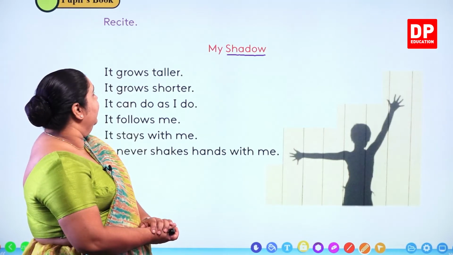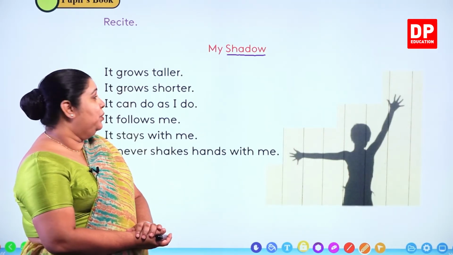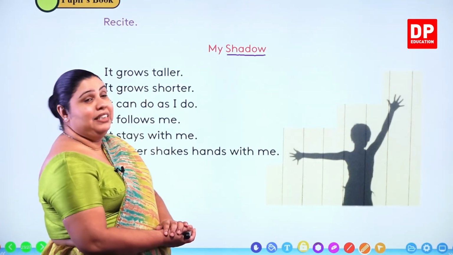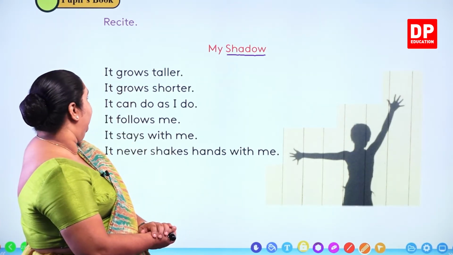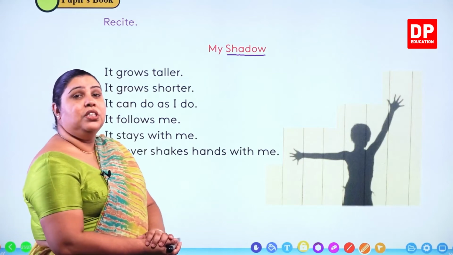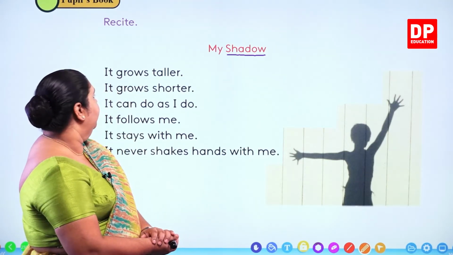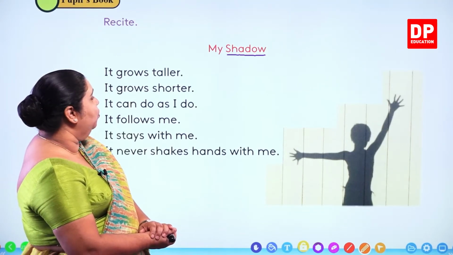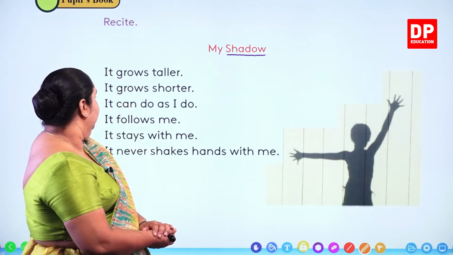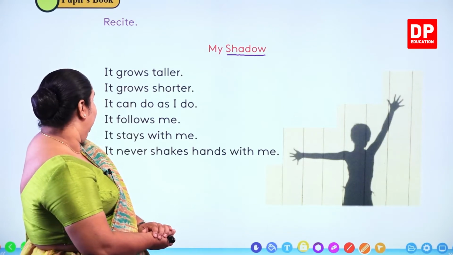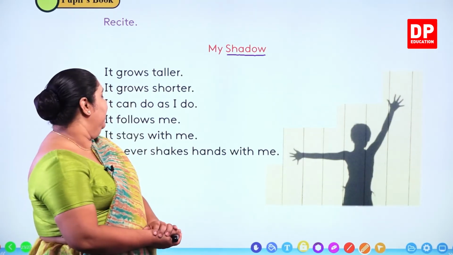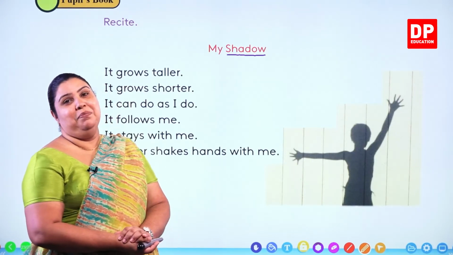Let's recite this. It's a really beautiful, nice, very easy poem, and it will tell us about the shadow as well. It grows taller, it grows shorter. It can do as I do. It follows me. It stays with me. It never shakes hands with me.